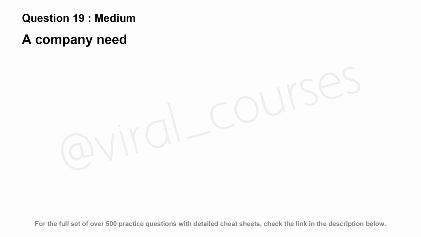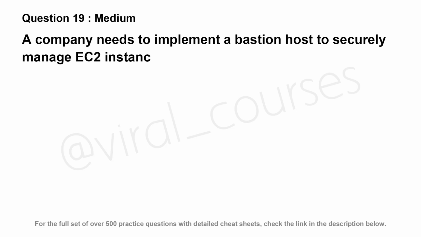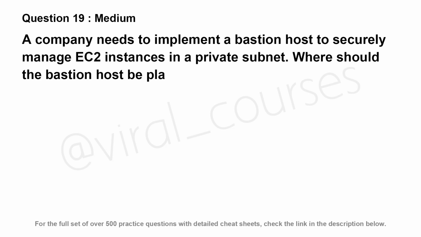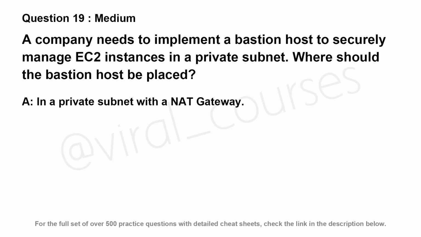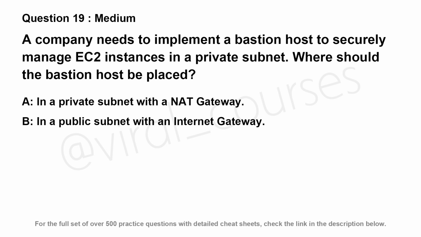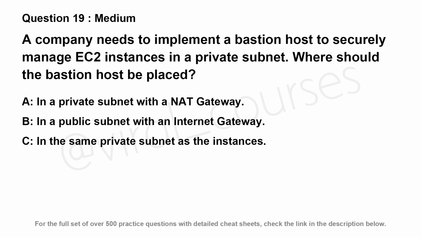A company needs to implement a bastion host to securely manage EC2 instances in a private subnet. Where should the bastion host be placed? Option A. In a private subnet with a NAT gateway. Option B. In a public subnet with an internet gateway. Option C. In the same private subnet as the instances. Option D. In a separate VPC linked via peering.